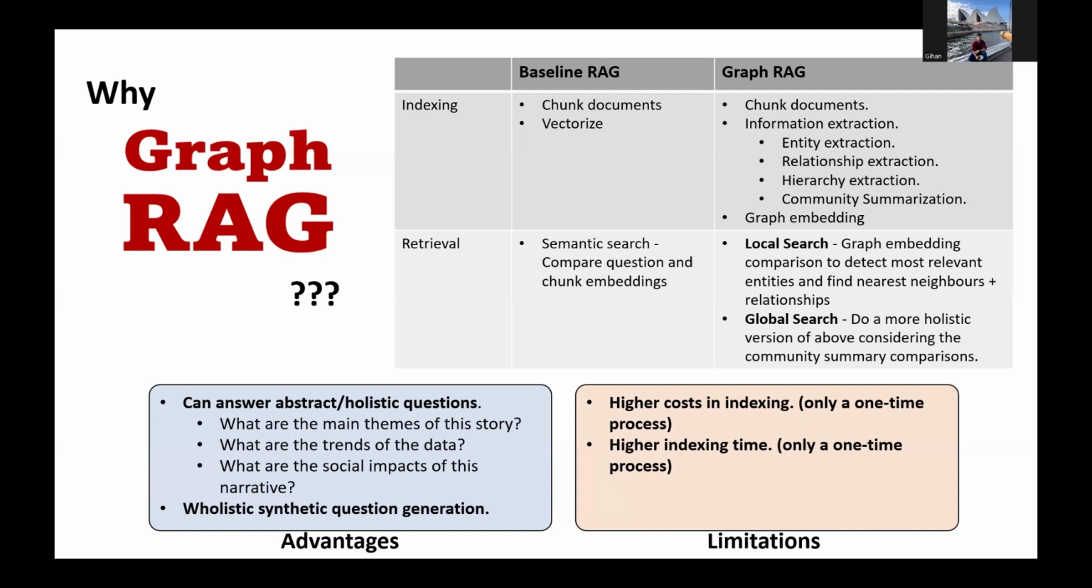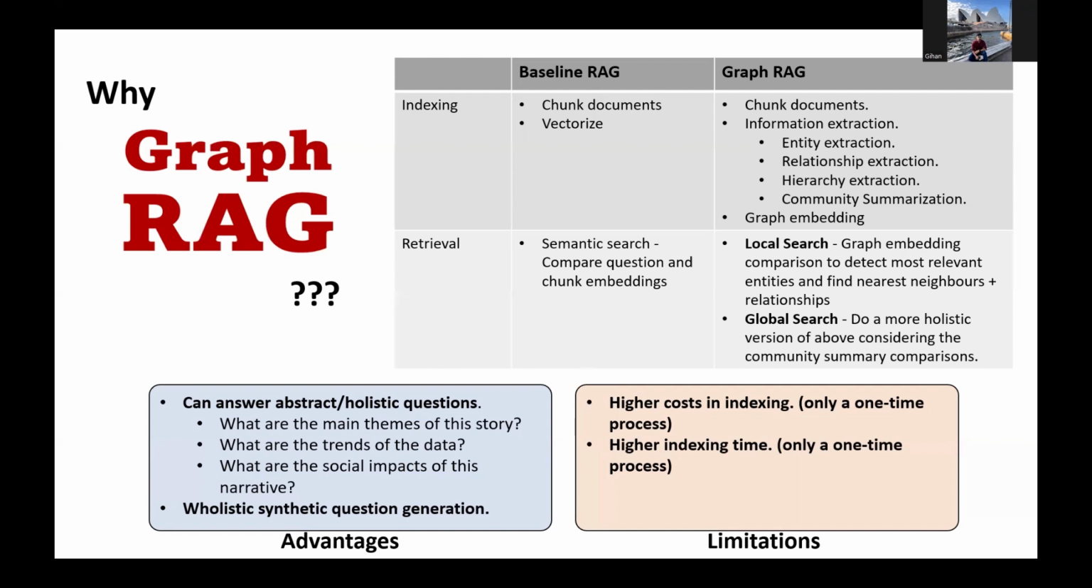The global search is the most important part in GraphRAG. This one will consider the communities, community summaries, as well as different entities and their relationships in general in order to build the answers. So it will go through the hierarchies and collect all the relevant information and provide a higher quality and more holistic answer.